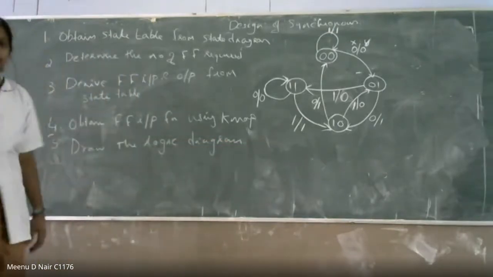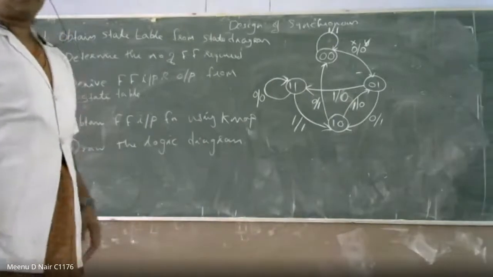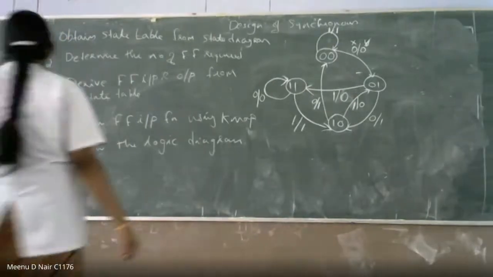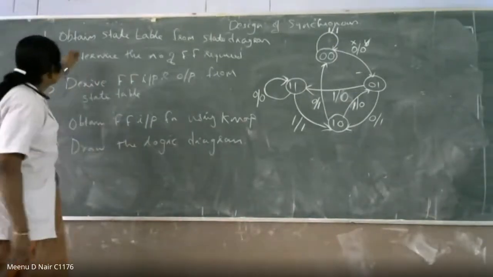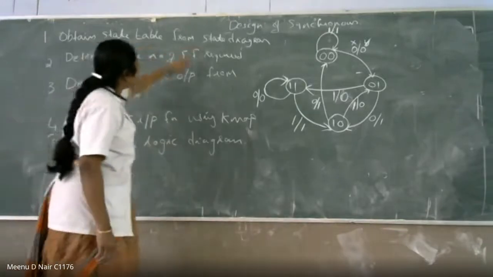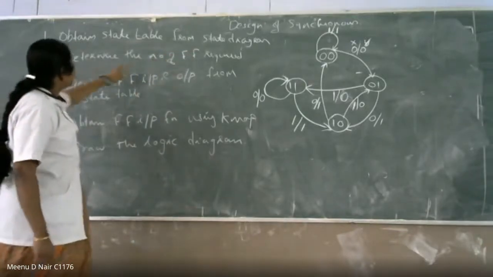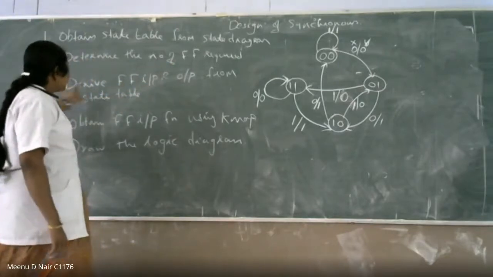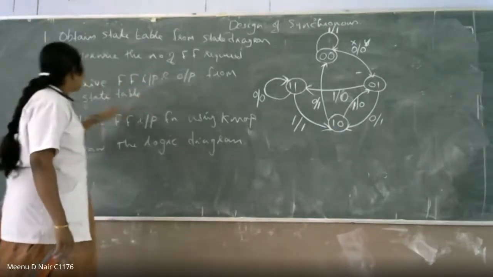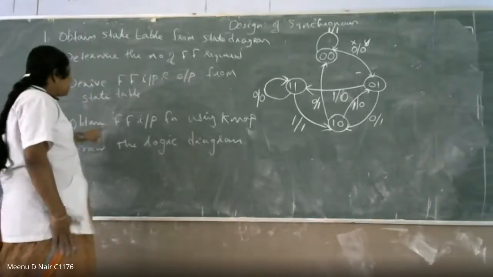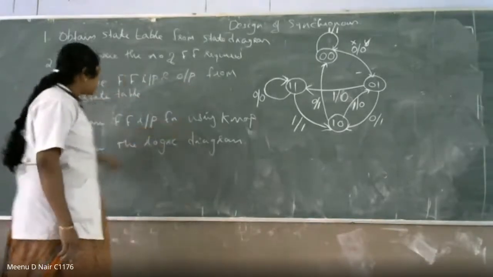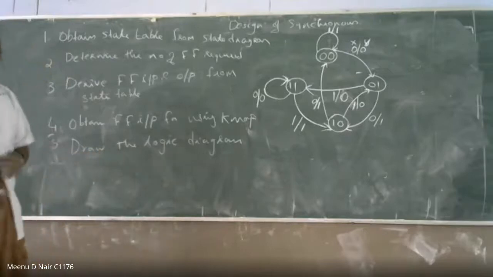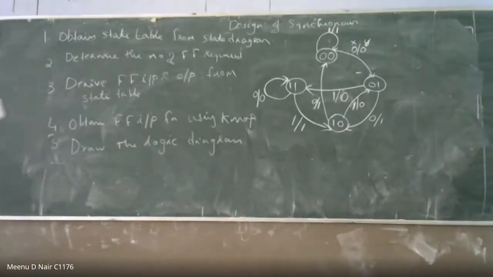Okay, these are the design procedures of a synchronous sequential circuit. So first thing is obtain state table from the state diagram. Second one is determine the number of flip-flops actually required. Third point is derive the flip-flop input and output from the state table. Fourth point is obtain flip-flop input function using K-map. Last point is draw the logic diagram. You may copy it down and we'll proceed with an example.